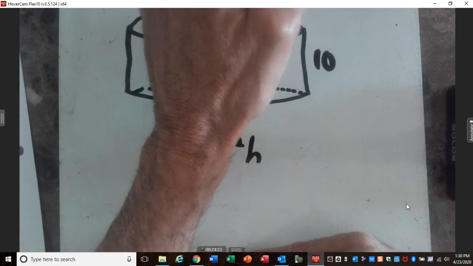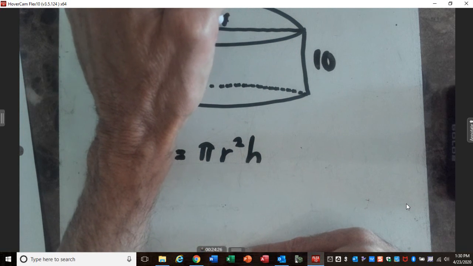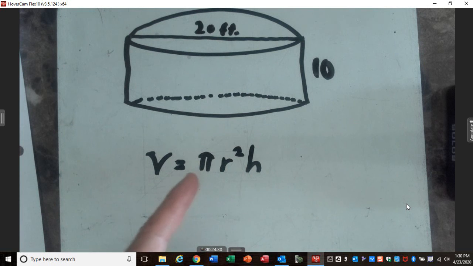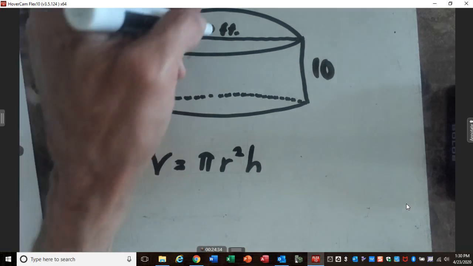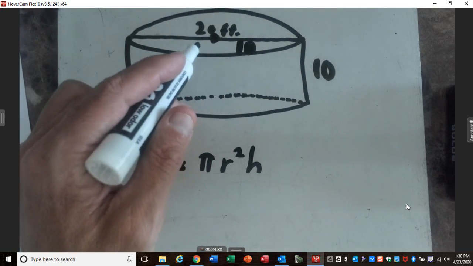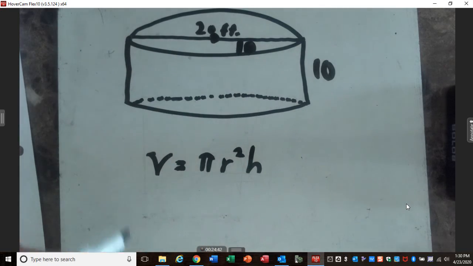Now, sometimes they're going to give you a diameter of the circle. They'll do that on purpose. The diameter is 20, but remember, we don't want the diameter. What do we want? I don't see a D here for diameter. We want the radius. So we're not going to use 20. We're going to use 10. We want half of it. So we're going to use 10 as the radius. Okay, the diameter is 20. We're going to use 10 as the R.